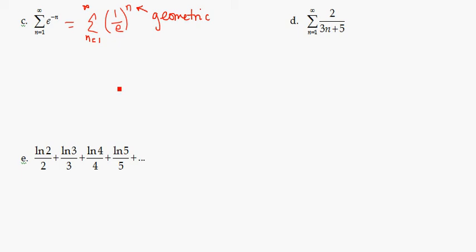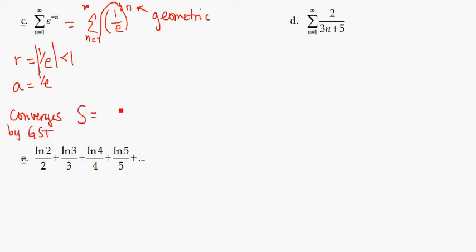But if you did notice it, then you'll save yourself a little time because you can actually just see that the base is just 1 over e. And the first term is when n equals 1, I'm also getting 1 over e. So 1 over e is less than 1. The series converges by the geometric series test, and it converges to a over 1 minus r.